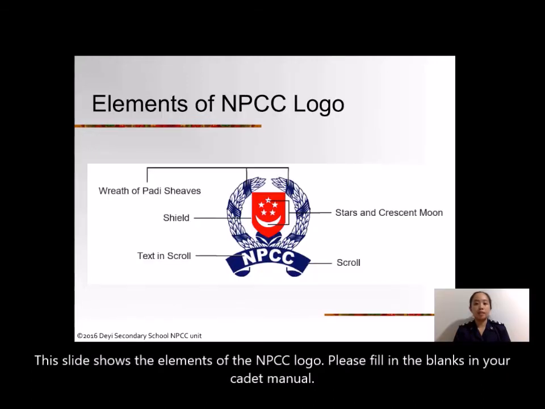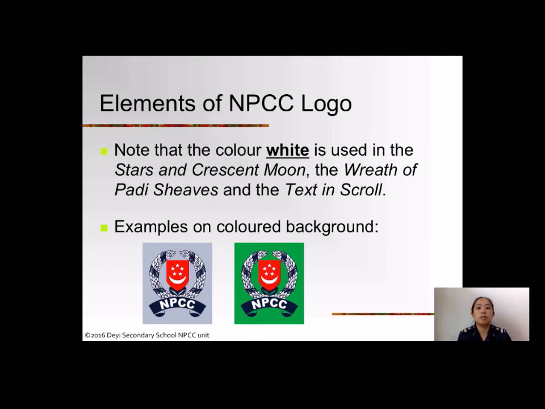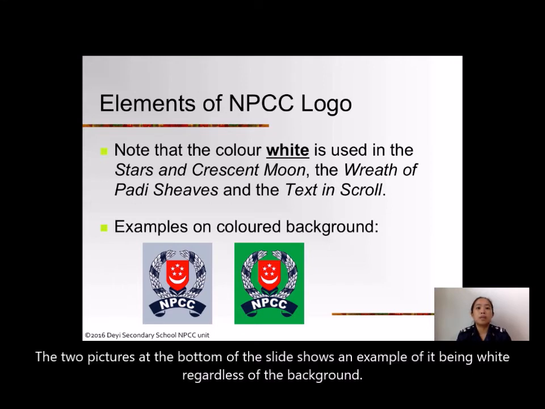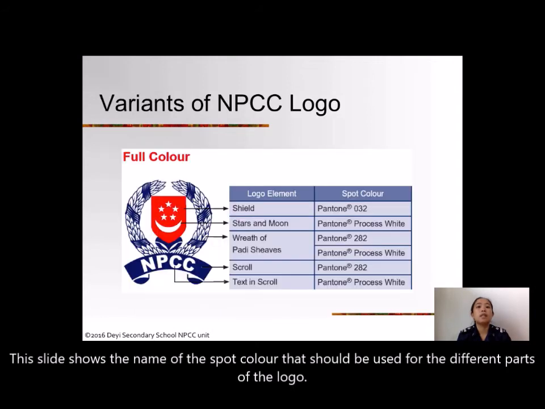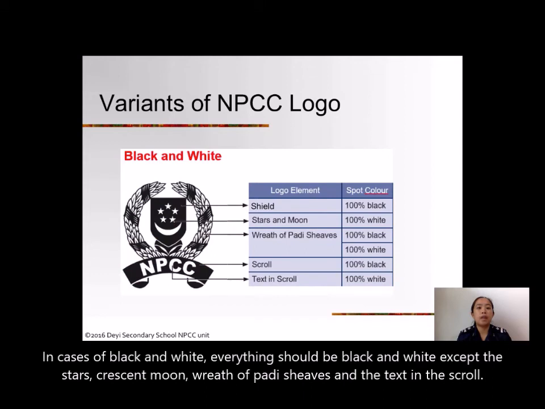This slide shows the elements of the MPCC logo. Please fill in the blanks in your cadet manual. Take note that white must be used for stars, crescent, moon, rail of paddy shafts, and the text in the scroll. The two pictures at the bottom of the slide shows an example of it being white, regardless the background. This slide shows the name of the spot color that should be used for the different parts of the logo. In cases of a black and white, everything should be black and white except the stars, crescent moon, rail of paddy shafts, and the text in the scroll.